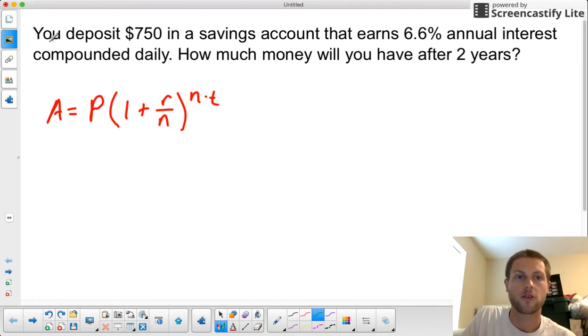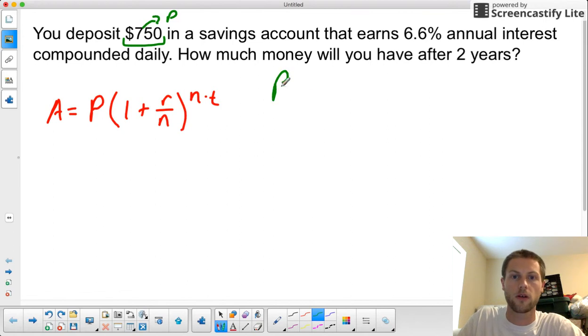So here I've got this problem. You deposit $750 into a savings account, and you earn 6.6% annual interest compounded daily. How much money will you have after 2 years? So let's grab some important information. $750 is my deposit. That's telling me that's going to be my P, my initial amount.